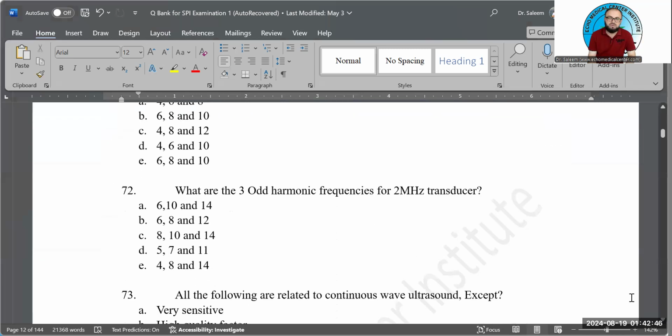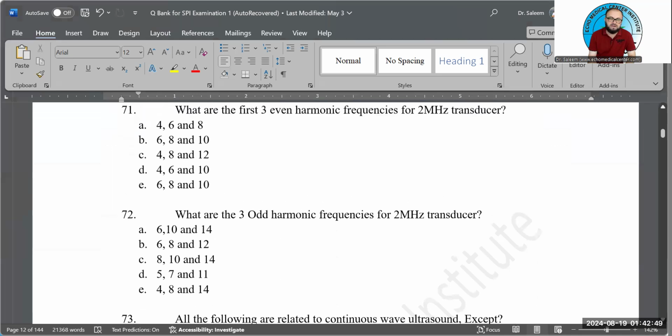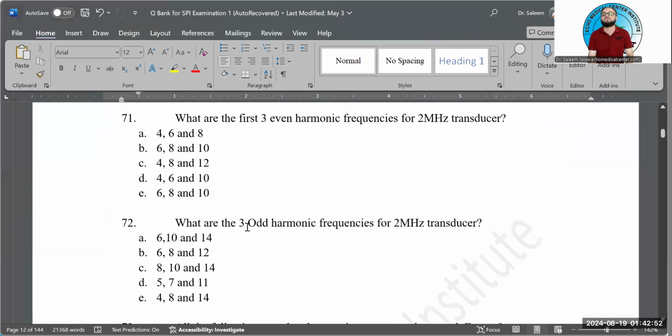Now, this question can be asked another way also. For example, we had the above question for the even number. Now let's do it for the odd number. What do you think? If you use the same 2 megahertz probe, what are the 3 odd numbered harmonic frequencies, in order? Which one is the correct answer? Just look at the above question and answers. We just did it. Which one here is the correct answer? Okay. I think you found it. Now let's do it. Look at here. 2 megahertz.